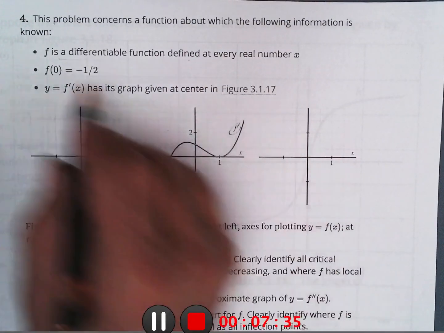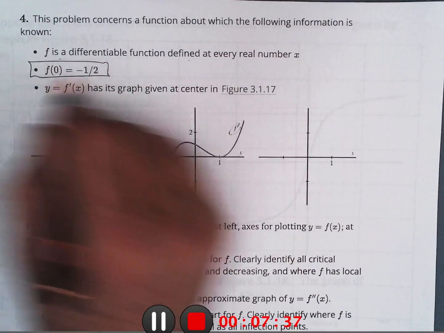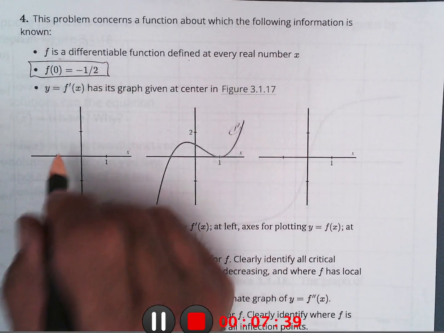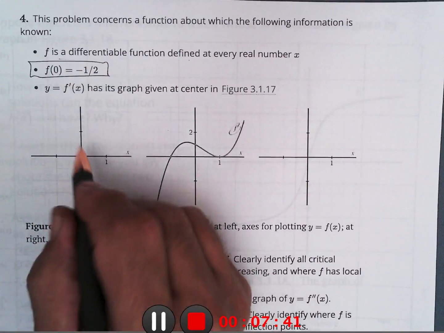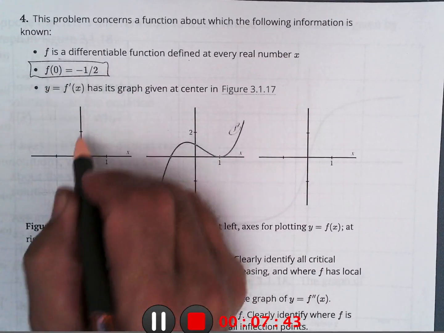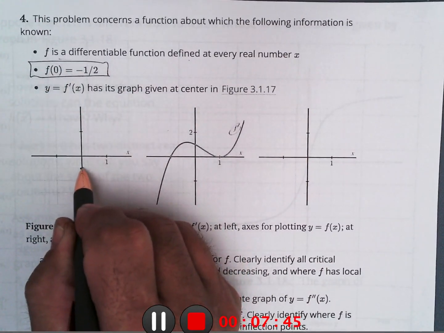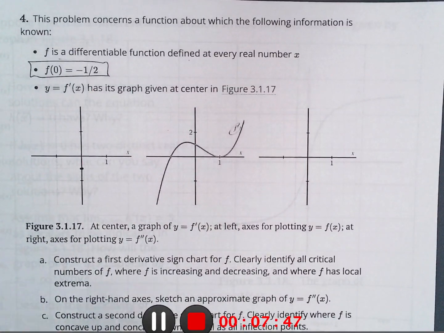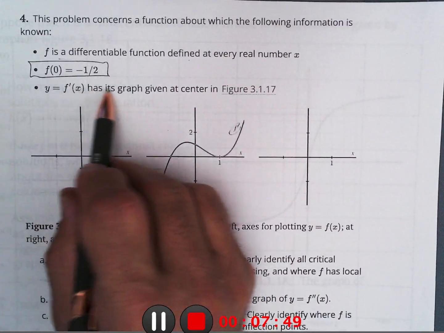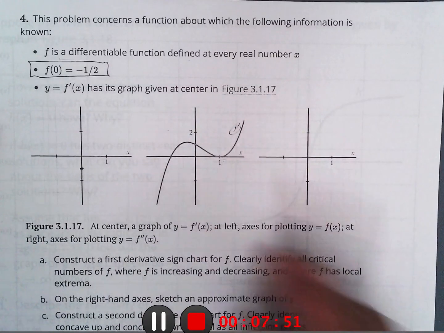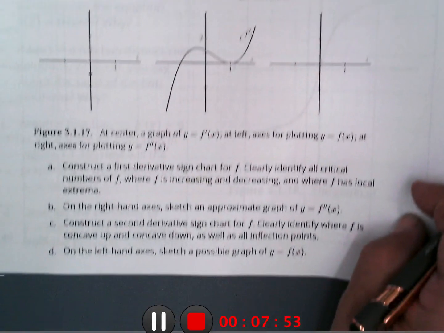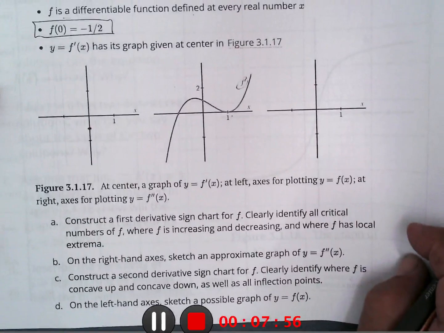Now, they don't give you the f of 0 graph. We're supposed to put it on this one, I think. So f of 0 is minus 1/2. So it goes right there. And the f prime of x graph is given in the center picture. Okay? So now what do we got to do with this?